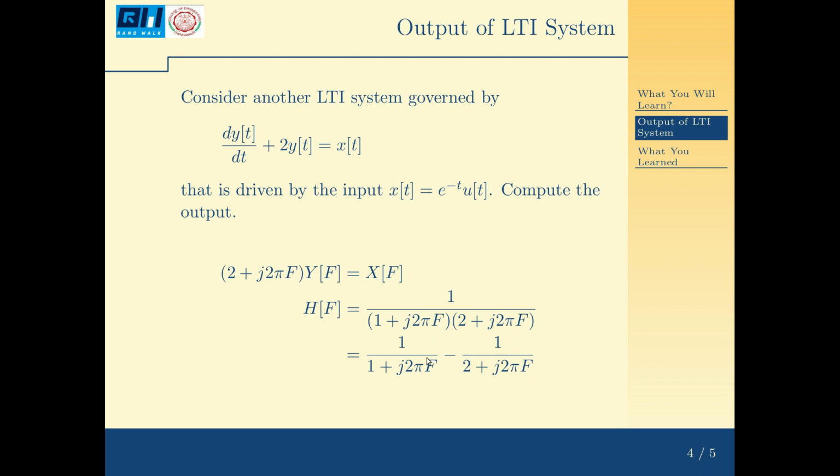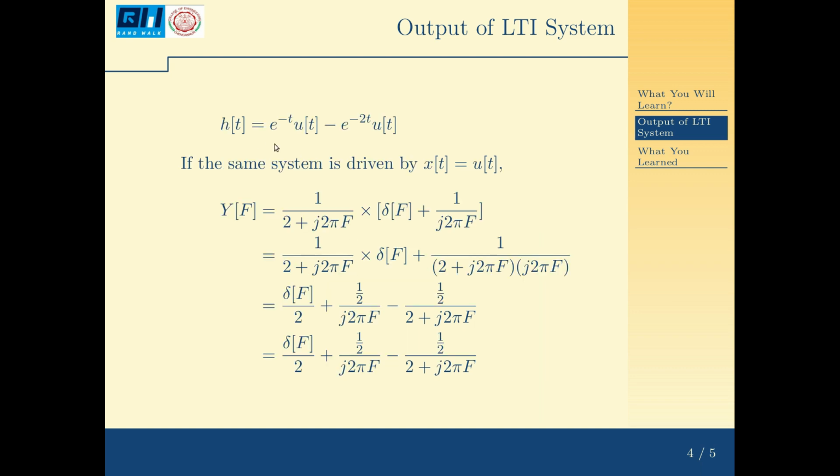What is this? This is actually the transform of e raised to minus t u(t), and this is the transform of e raised to minus 2t u(t). So I can compute h(t) as e raised to minus t u(t) minus e raised to minus 2t u(t).